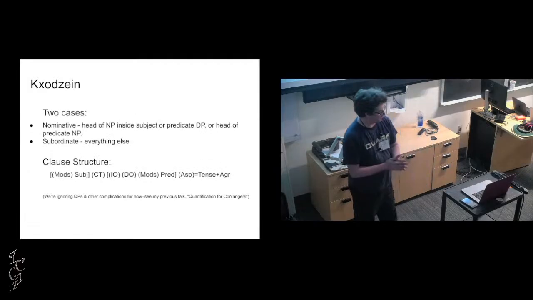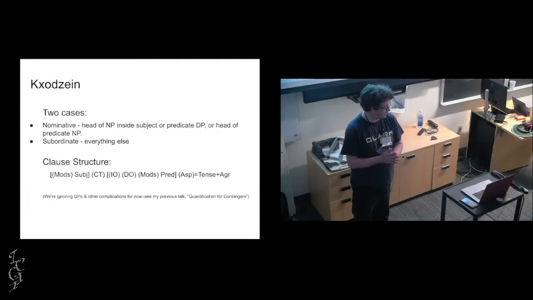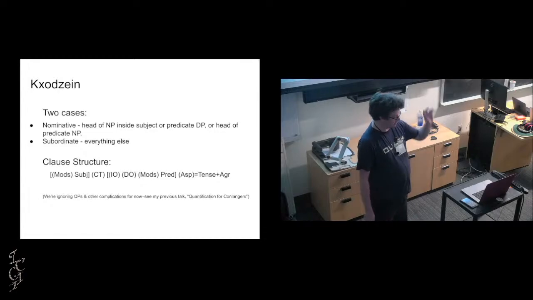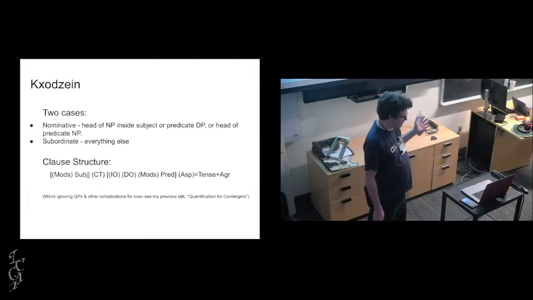So we have two noun cases in Kodzane. There's a nominative, which is just for basically a noun that is not dependent on anything else, which is the head of a subject phrase or the head of the predicate. And then there's a subordinate case, which marks everything else. And having those two cases allows you to more easily mark the boundary between where the subject ends and where the predicate begins.